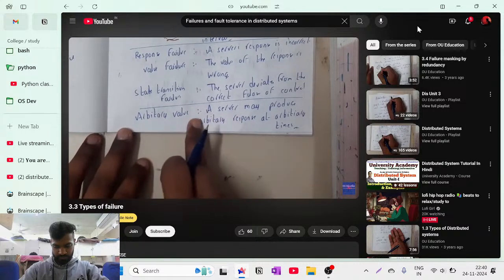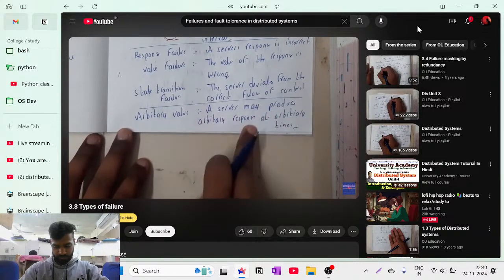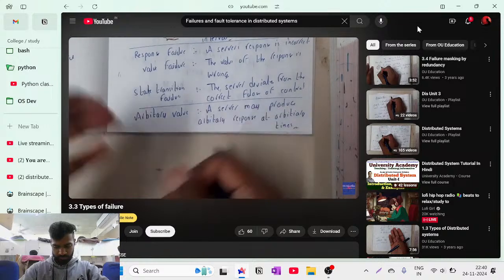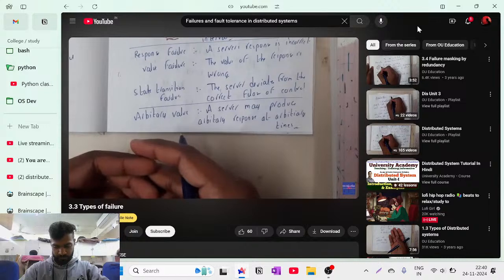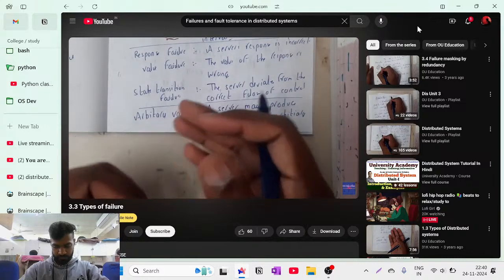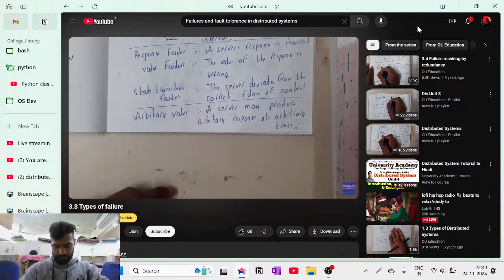Similarly, arbitrary failure: a server may produce arbitrary responses at arbitrary times. It gives multiple values. If you ask the first time, it says the value of x is 10, and there is no update or operation, but when you ask again it says 20. In that situation, you can say that is an arbitrary value.